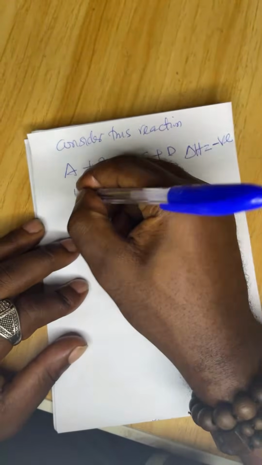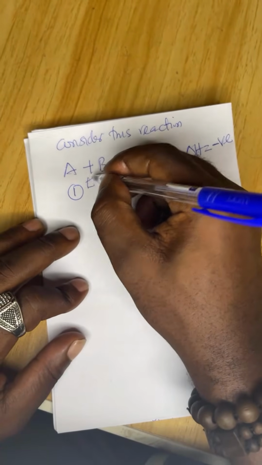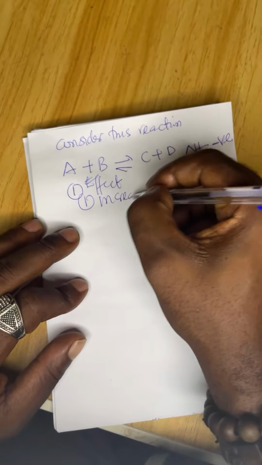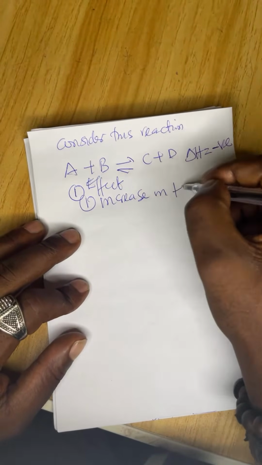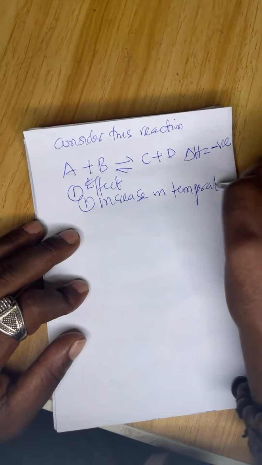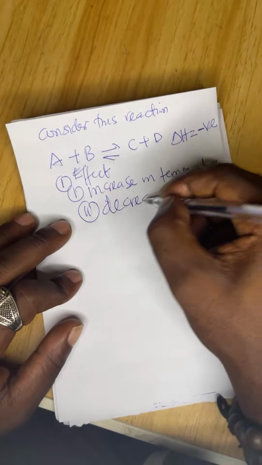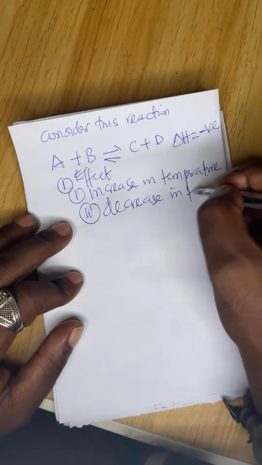Now, question 1. What is the effect of an increase in temperature? That's why I told you, you see why we have to go through those things we did. Number 2, decrease in temperature.